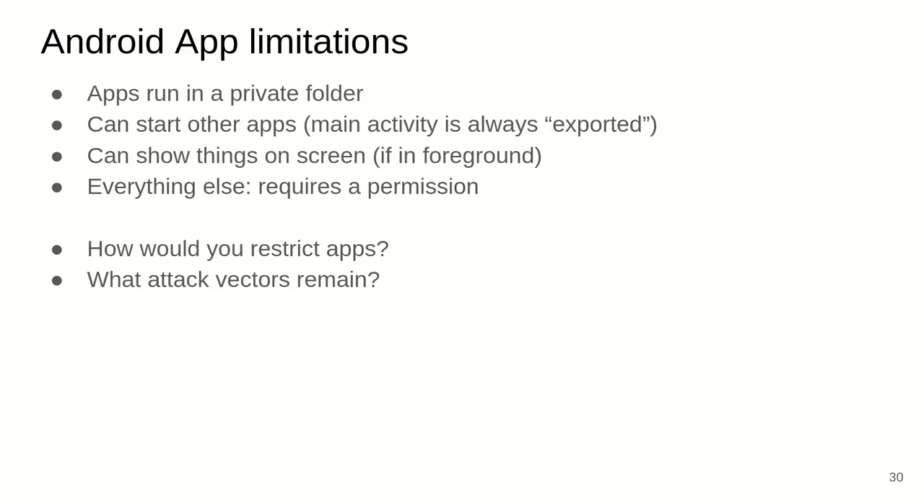Applications: each app runs in a private folder. You can start other apps from your app. So the main activity is always exported. So one app can easily start another app with a couple of parameters. The app can show things on the screen if it is in the foreground, and everything else requires a permission. Now think about how you would restrict apps from these attacks, and what attack vectors will remain.